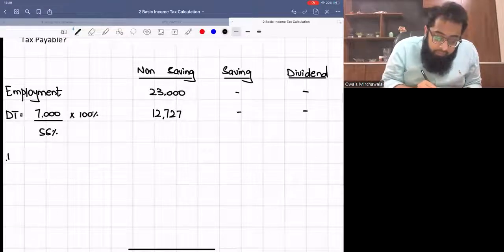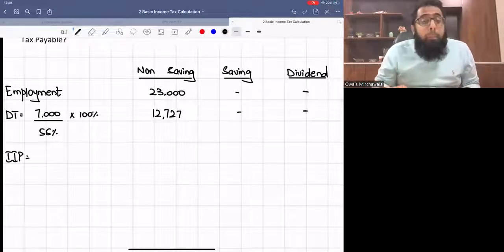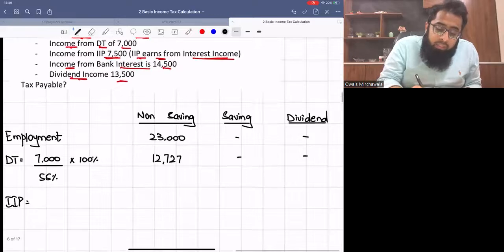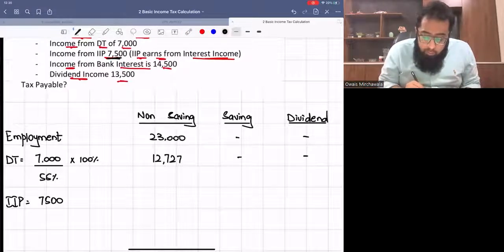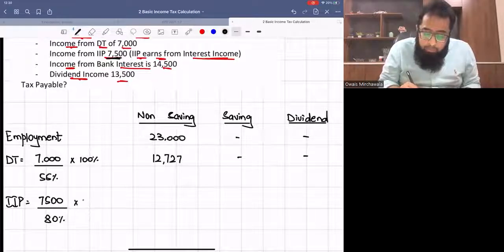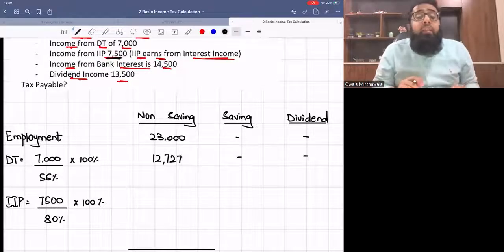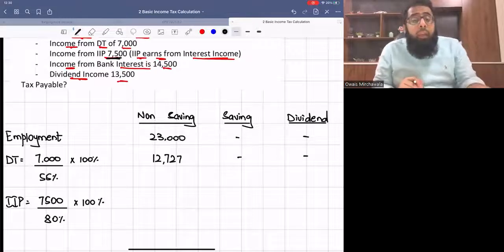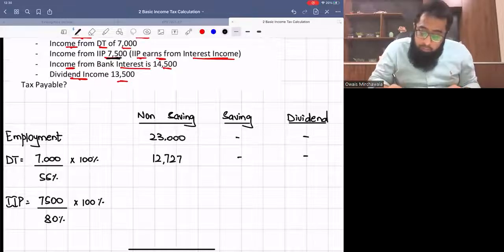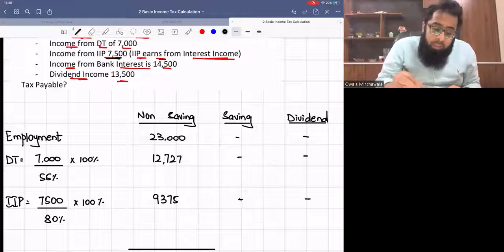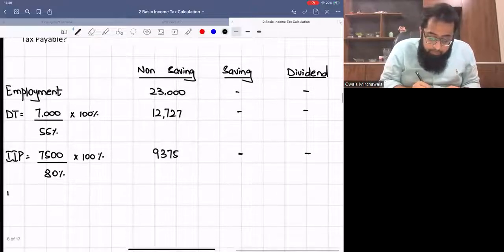Then we have interest in possession trust. The amount is 7,500. If the interest in possession trust earns from non-saving or saving sources, we classify it as non-saving income and the withholding tax is 20%. Now these all are the old rules. So this is 9375.